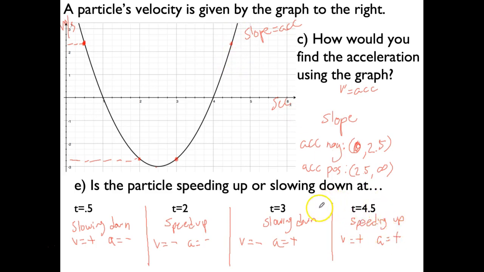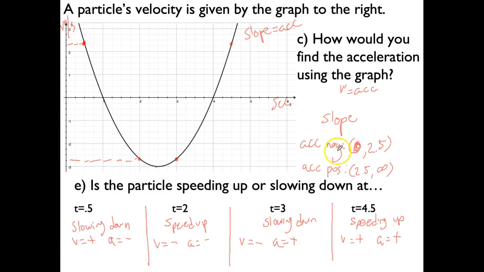Okay, look at the trend here. Slowing down, it had a positive, negative. Slowing down, a negative, positive. On speeding up and speeding up, they were negative and negative, and positive, positive.